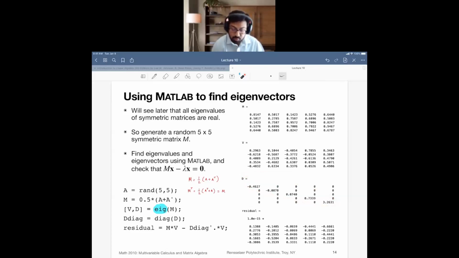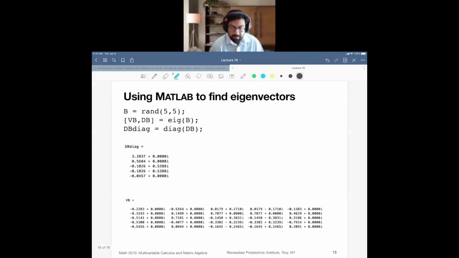Next, this was for a symmetric matrix. Let me show you for any matrix. So for the second case, I'm generating a new matrix B, which is a randomly generated 5 by 5 square matrix. And it is not symmetric, just randomly generated. So I have no control over the eigenvalues and eigenvectors. And I'm using the EIG function again to generate all the eigenvalues and eigenvectors.